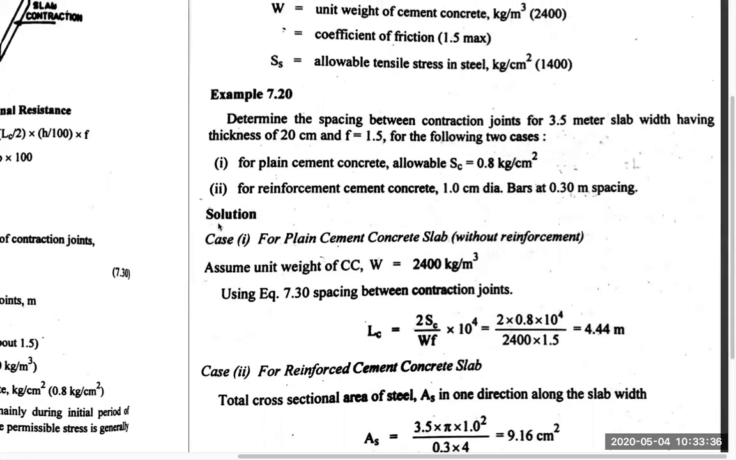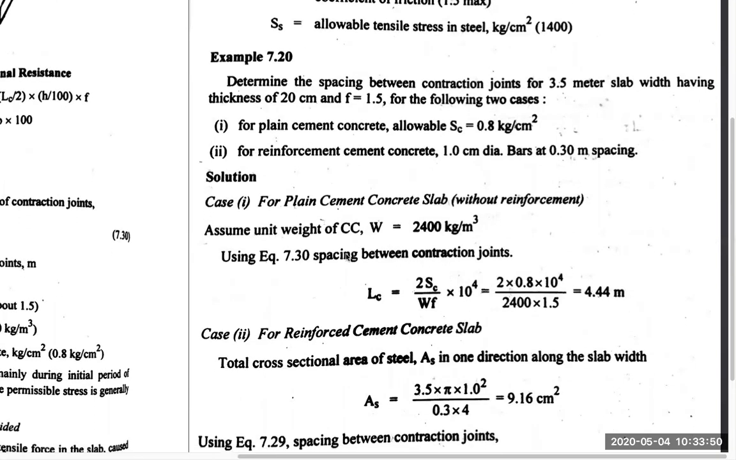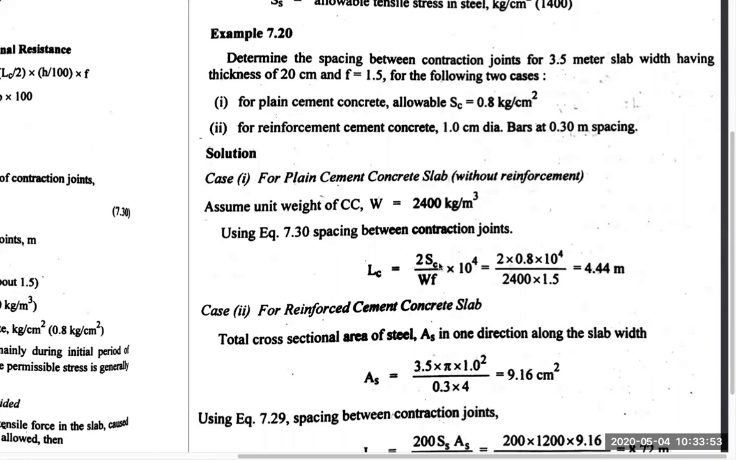Okay, so we'll take the first case for plain cement concrete. Allowable SC is 0.8 kg per centimeter square. So taking W as nothing but the self weight of the concrete as 2400. Okay, so you equate this equation. SC is given as 0.8 and W into F. W is the self weight and F the coefficient of friction. And this is for case 1. 4.44 meter will be the interval from one contraction joint to another contraction joint.